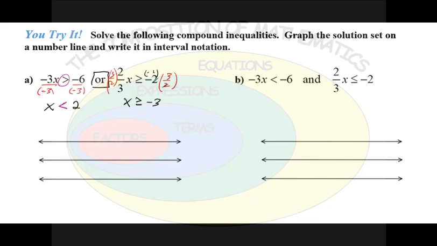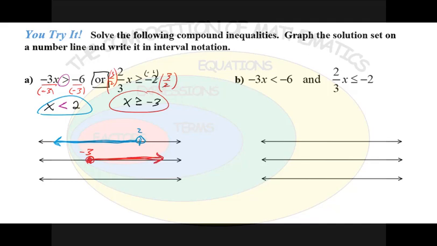X is less than 2, so that's this one. We'll put that on top. We'll put 2 over here, open circle, and then to the left. And then we'll put x is greater than or equal to -3. So -3 is over here somewhere. Greater than or equal to, we'll have a solid circle, everything to the right.